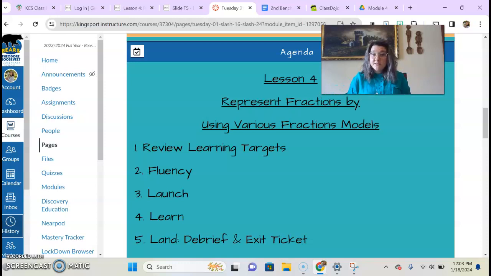So far we have seen fractions modeled on the number line. We have seen fractions modeled on a tape diagram. And today we're going to look at fractions modeled on an area model. That's something that we're really familiar with. So we're just going to make that connection with fractions and area models, okay?